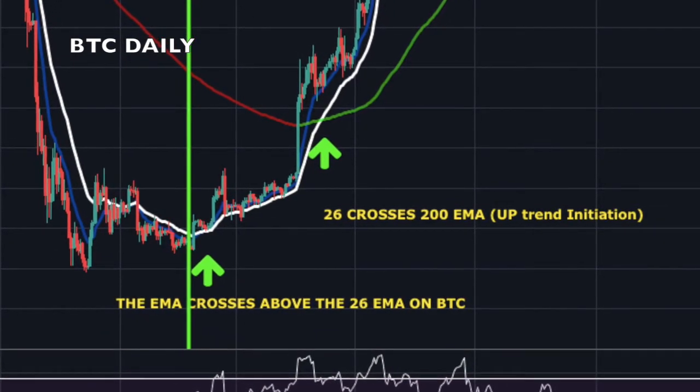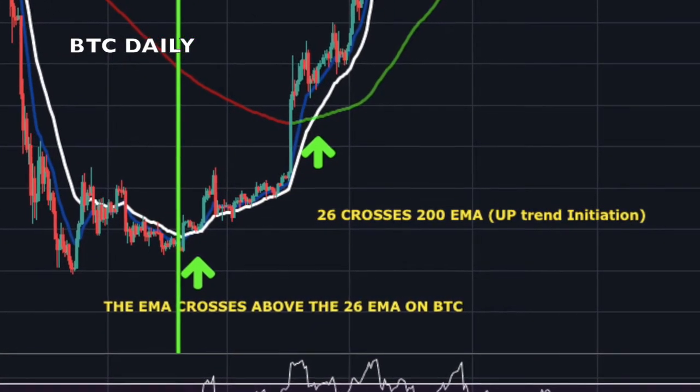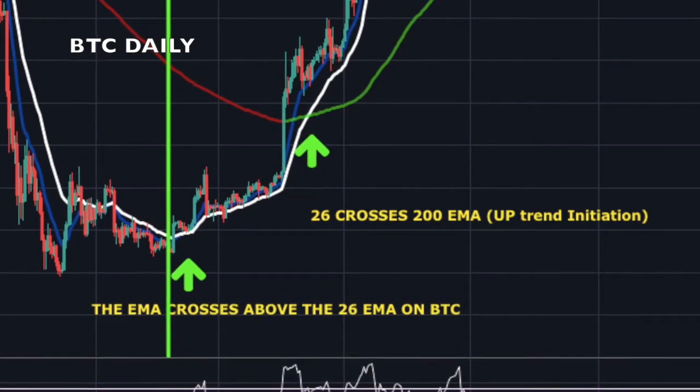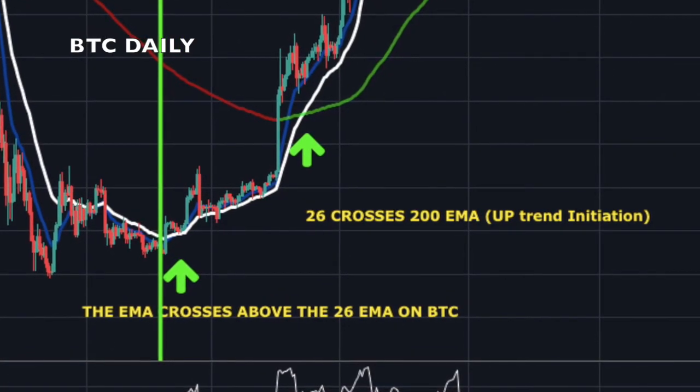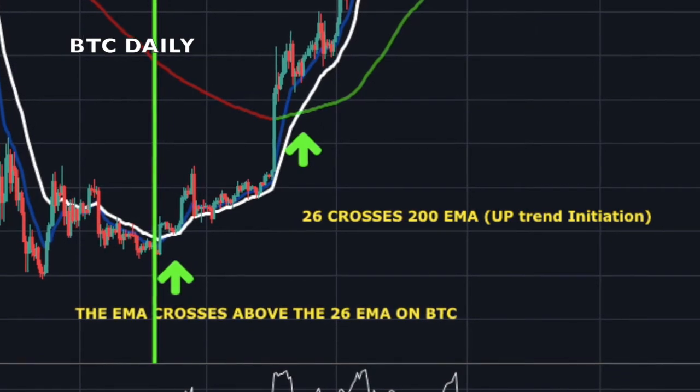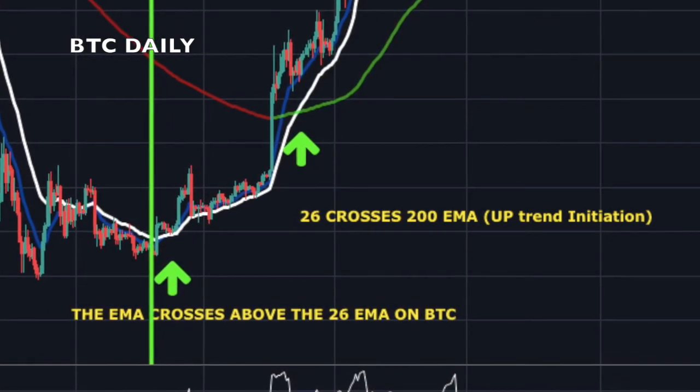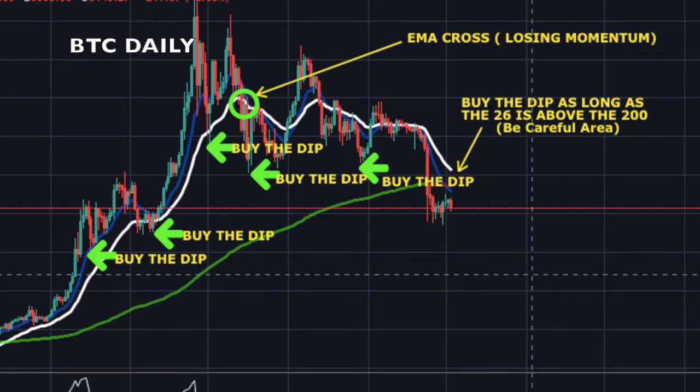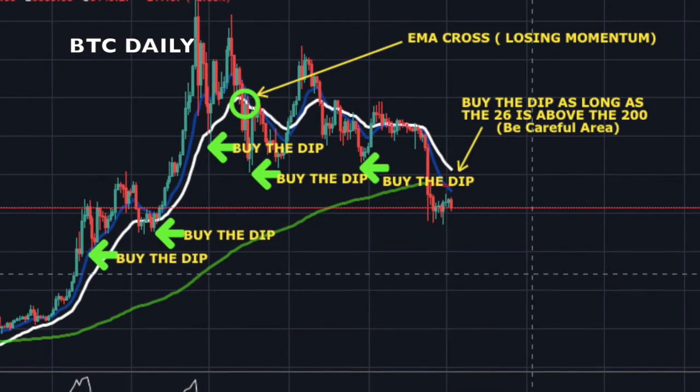With this strategy, I aim to buy a healthy correction, a healthy buy the dip. I want to be in profit fast and lock in profit super fast. That's why I'm going to use the RSI, because in every market, when there is a strong uptrend, people are going to buy the dip.